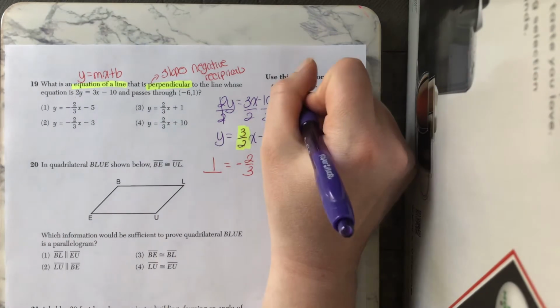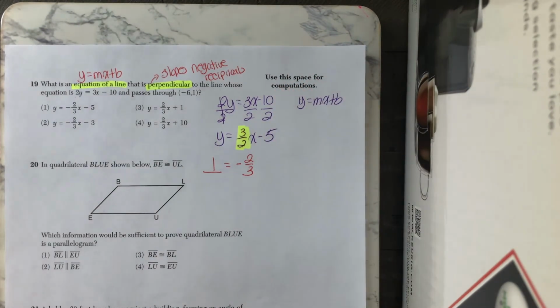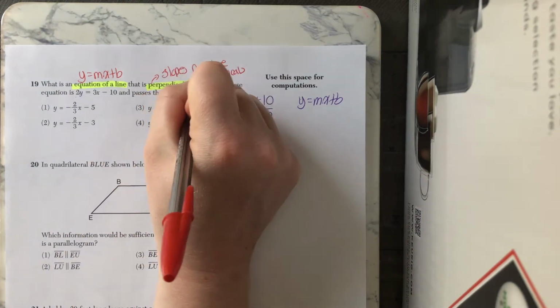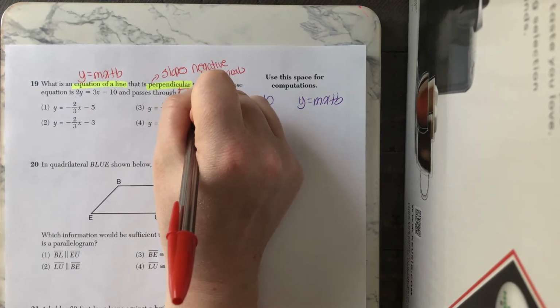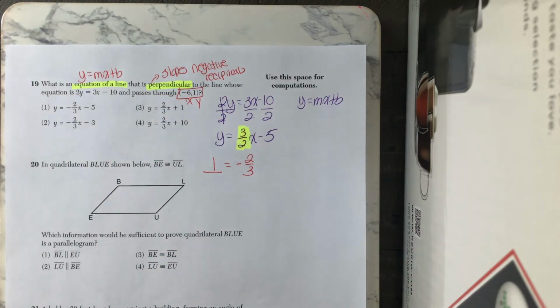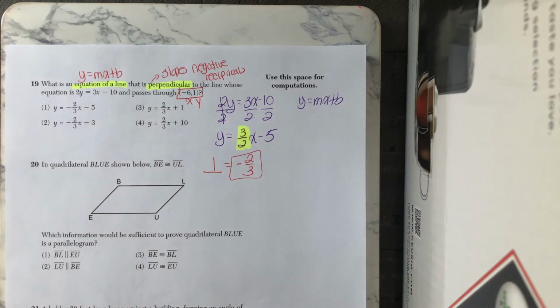So again, I know the equation of a line is y equals mx plus b. Now I'm going to plug in all of the key information that I have. The point that they gave me was negative 6, 1. So negative 6 is my x, positive 1 is my y. And I also have that slope, which is negative 2 over 3. I'm just going to plug all of that in and start solving.